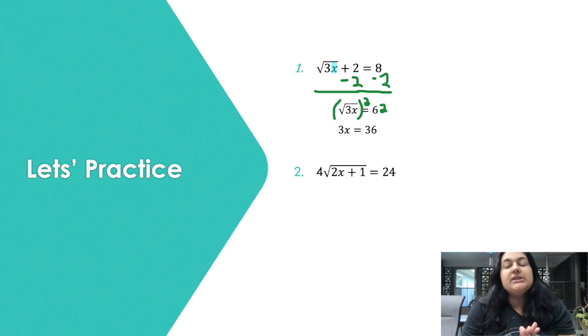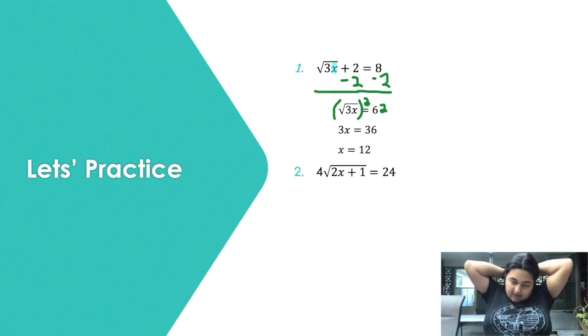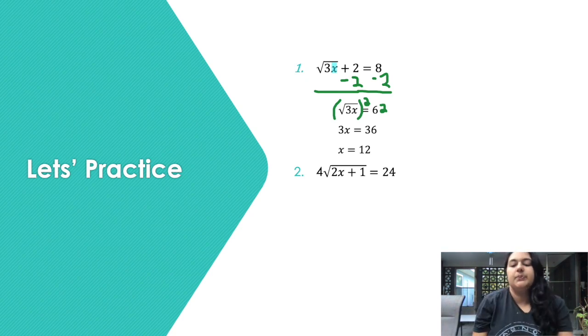Now I'm going to solve this like I would a normal equation. I see that this is 3 times x is equal to 36, which means I need to use which operation to undo that multiplication? That's right, I'm hoping you said division. I'm going to divide each side by 3, so I am left with x is equal to 12. If I'm going too fast, please feel free to pause the video. That's the beauty of YouTube.